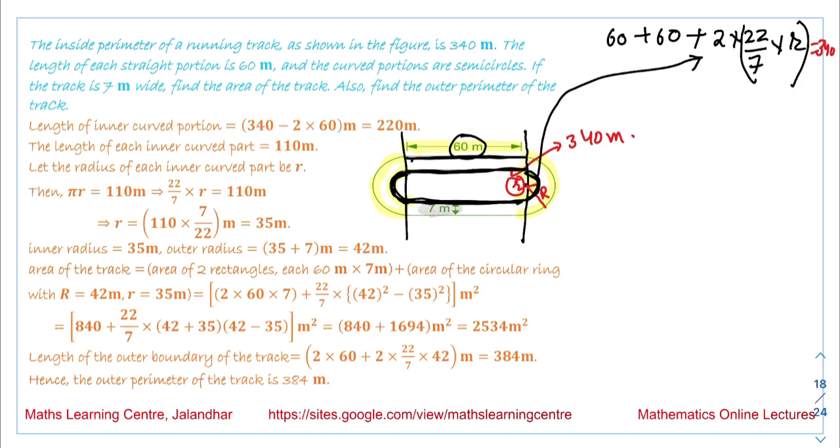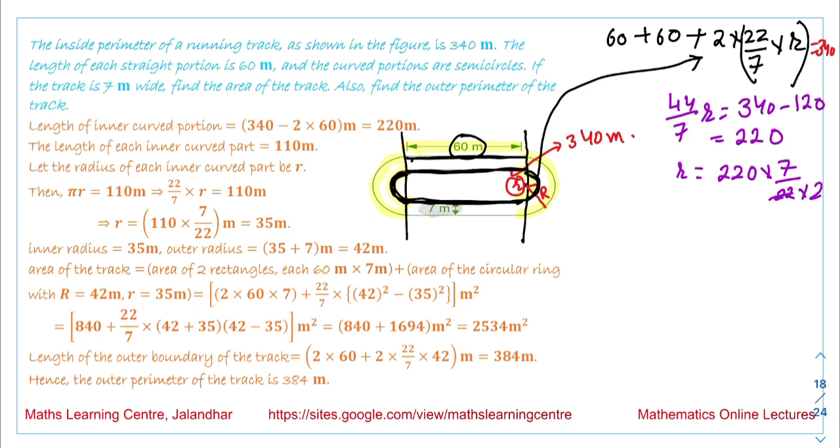So we get that this is 44 by 7 r equal to 340 minus 120, and the answer we have is 220. So the value of r we have is 220 into 7 by 22 into 2, this is 10, and the answer we get is 35 meters. So we are saying the radius of this inner portion is 35 meters. Now the first thing we have to find is the area of the track.